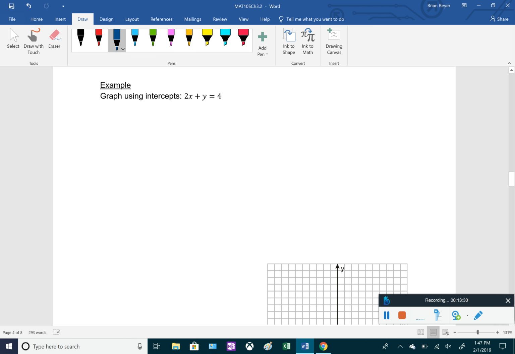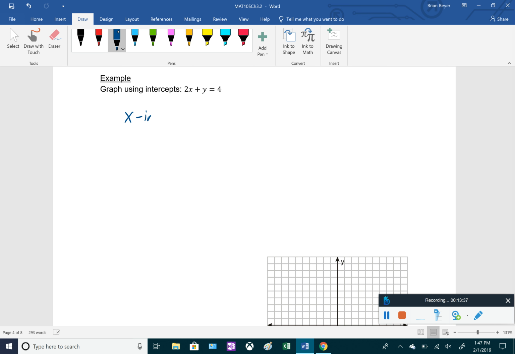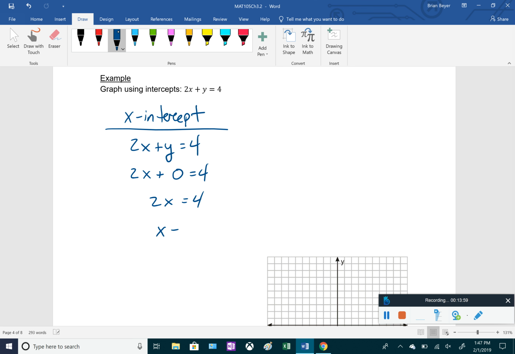Okay, so let's do this example. Let's graph 2x plus y equals 4 using the intercept method. So let's find the x-intercept. The x-intercept means y equals 0. So we're going to have 2x plus y equals 4. We're going to plug in a 0 into y. So it's 2x plus 0 equals 4, which is 2x equals 4. Divide both sides by 2, we get x equals 2. So easy enough, that's our x-intercept.